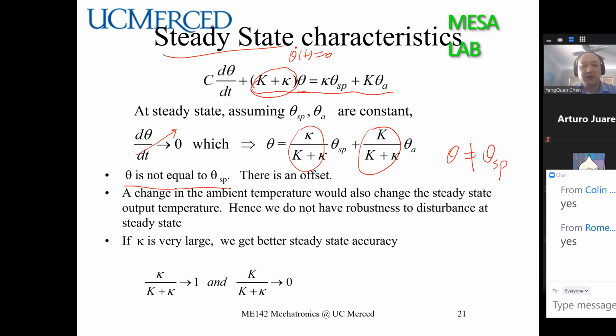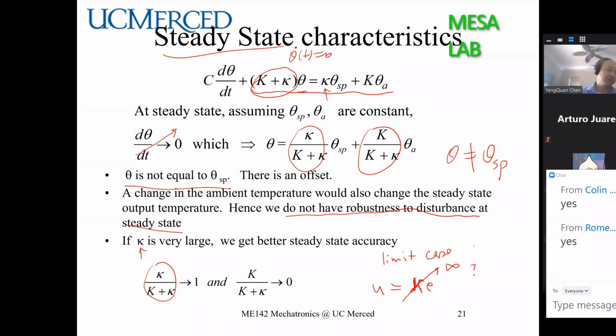So also, we don't have the robustness to the disturbance at the steady state as well. But if my controller gain K is really big, then this thing will be close to 1 and this thing close to 0. So this is a limit case. But can you really put kappa to a very big number? The answer is no, don't do that.